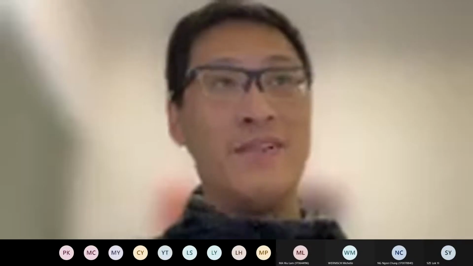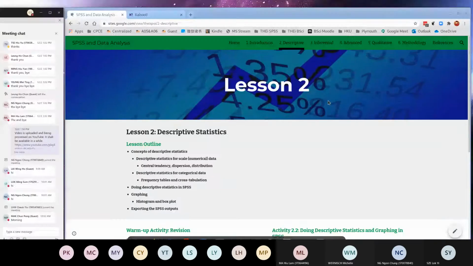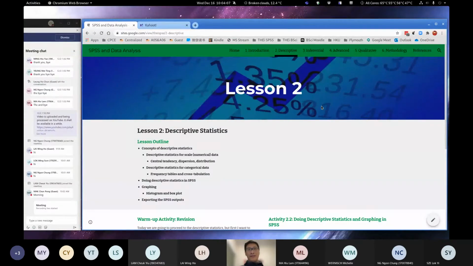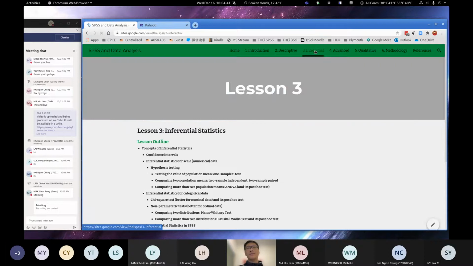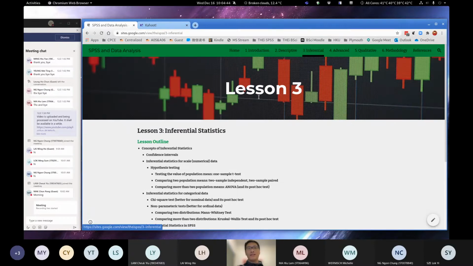Okay, that is very important. So in comparison to the descriptive statistics, the inferential statistics is quite complicated, I would say, because we need to make some guess about the population using our sample data. But it is also very important because most of the time we are interested only in the population data rather than the sample data.